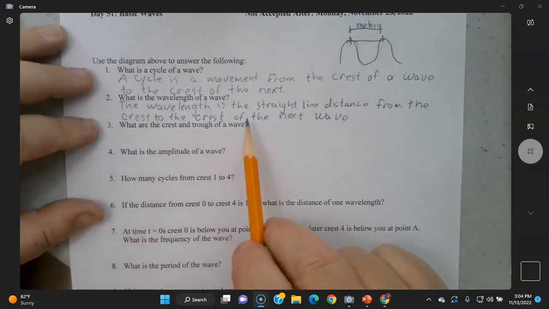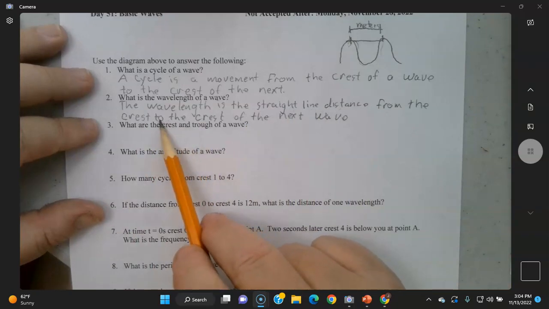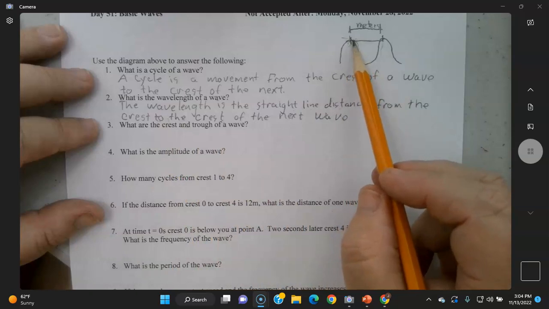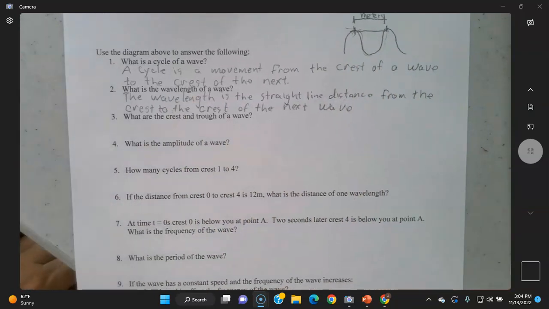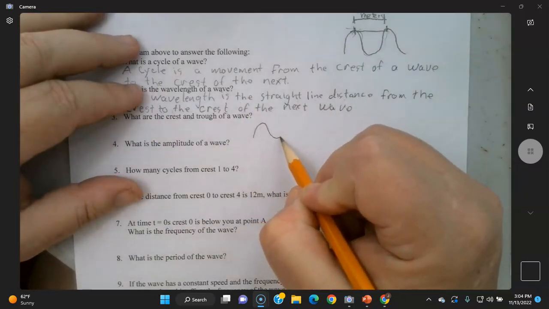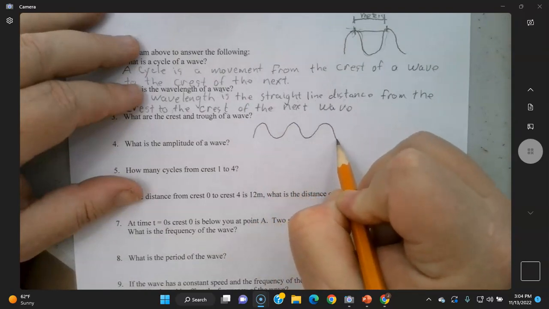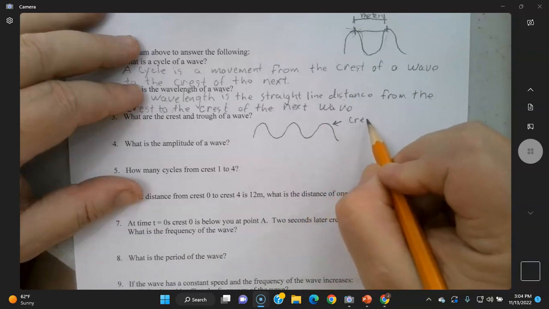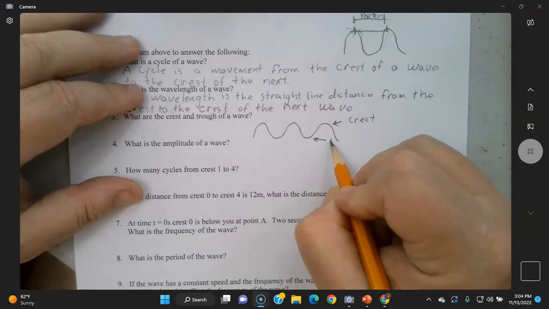Alright, so it says the wavelength is the straight line distance from the crest to the crest of the next wave. Okay, so just what I said, from the crest to the crest of the next wave. Okay, what are the crest and trough of a wave? Alright, so let's just draw little pictures with this. It makes more sense. Okay, so this is a crest, and this is a trough.